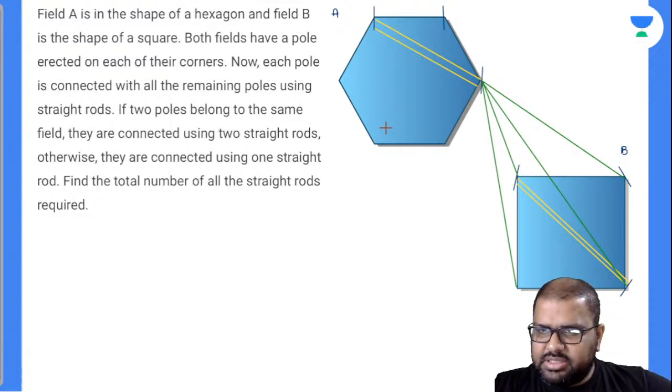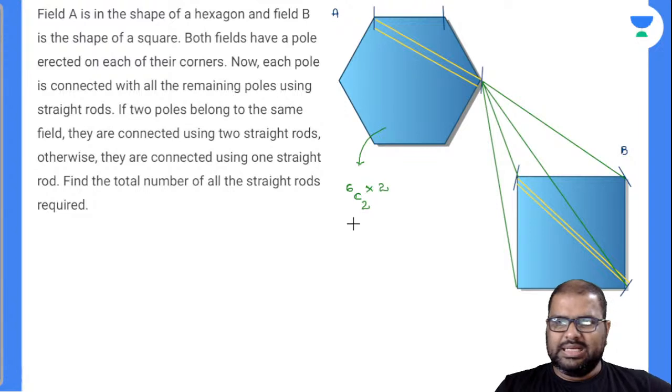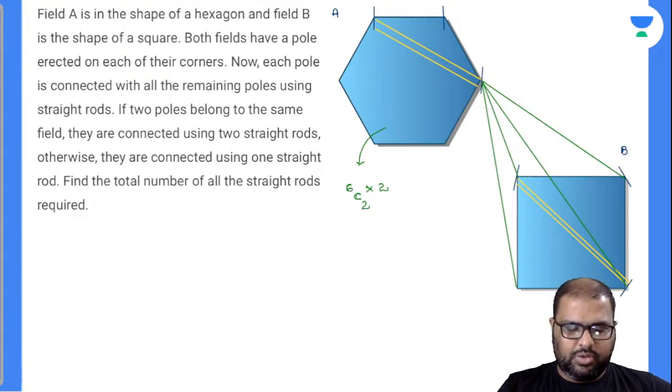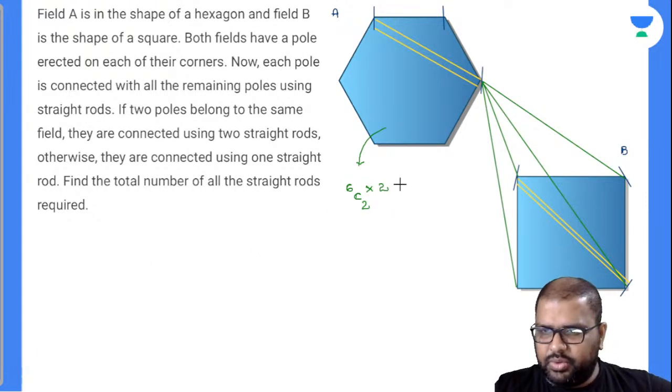Let us find out first of all with respect to A. Totally how many corners are there? 6 corners are there. Choose any two corners, 6C2. In between these two corners, how many straight rods will be there? 2 rods will be there. Am I right or wrong? 6C2 is nothing but equal to how much here? 6 factorial by 4 factorial into 2 factorial. 15 into 2, it is 30.